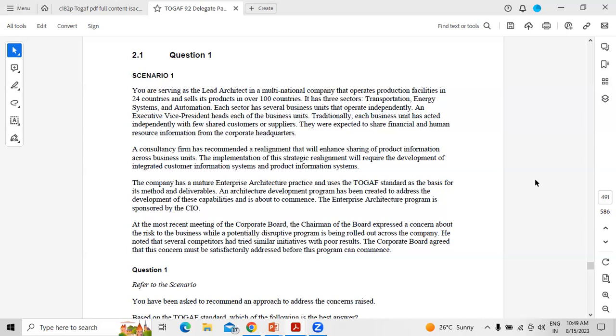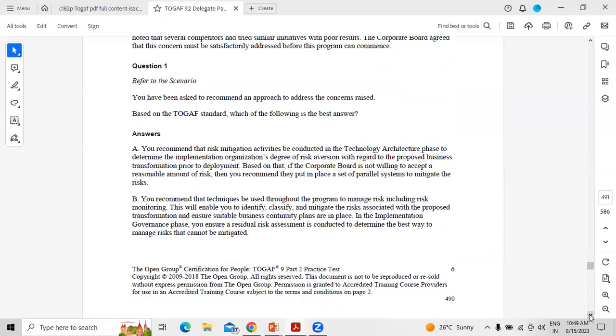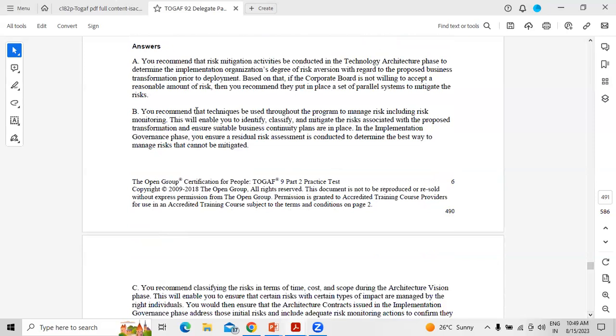So let me show it. That's why topic identification is very, very important. So here we go. If you look at answer B, everything we cover in TOGAF is given here. Correct? Yes. This covers most of it.